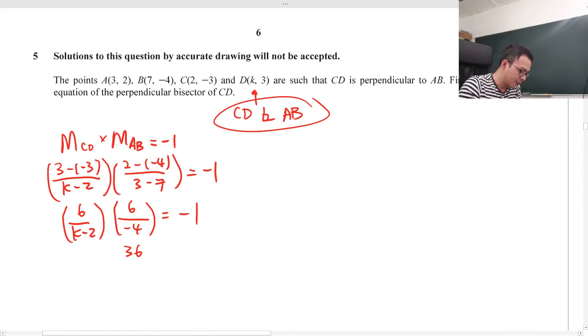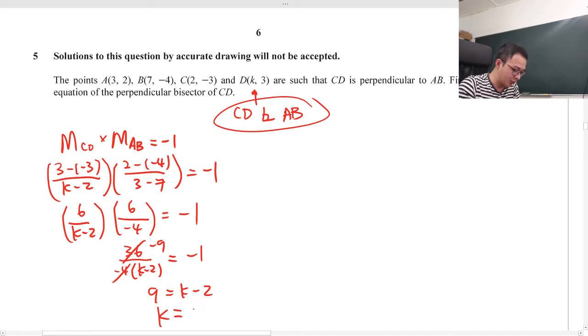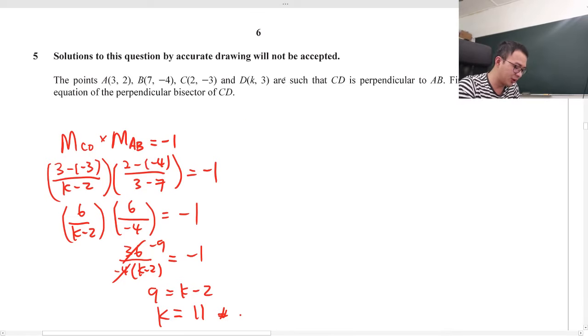So 36 over negative 4 times k minus 2. I do not want to multiply here because I want to leave it as negative 9. Then I move it over, so 9 equals k minus 2, k equals 11. So it's quite straightforward, this is how we get our k value. After I got my k value, I always like to substitute back into the coordinate D here.